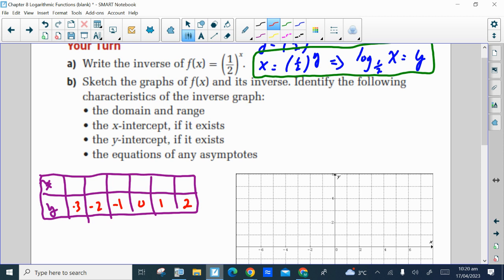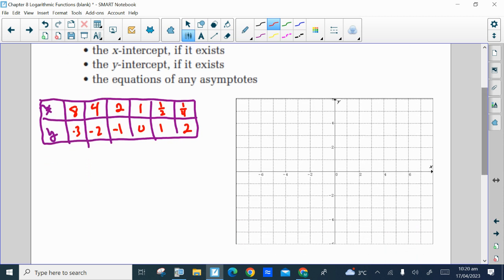When y is -3, 1/2 to the -3 will be 2 over 1 to the positive 3, which is 8. When y is -2, 1/2 to the -2 will be 2 over 1 to the positive 2, which is 4. 1/2 to the -1 will be 2 over 1 to the positive 1, that'll be 2. When y is 0, it doesn't matter what the base is, anything to the power 0 is 1. 1/2 to the power 1 is 1/2. 1/2 squared is 1/4. So because the base is between 0 and 1, we saw before the break, that'll give us a decreasing function.